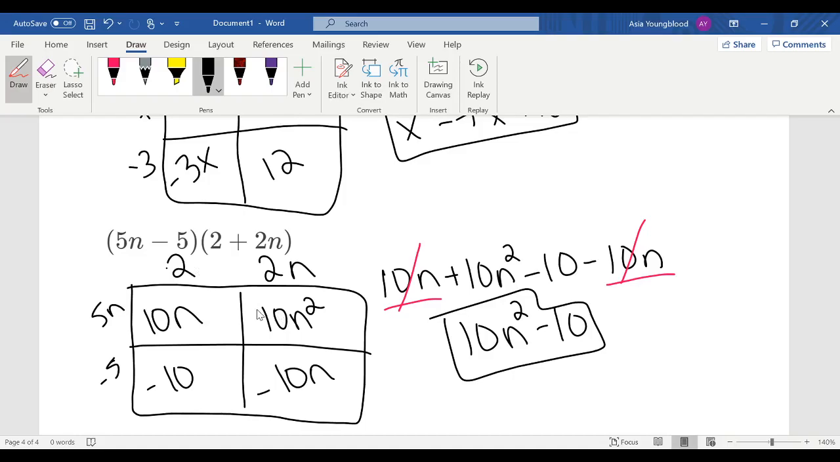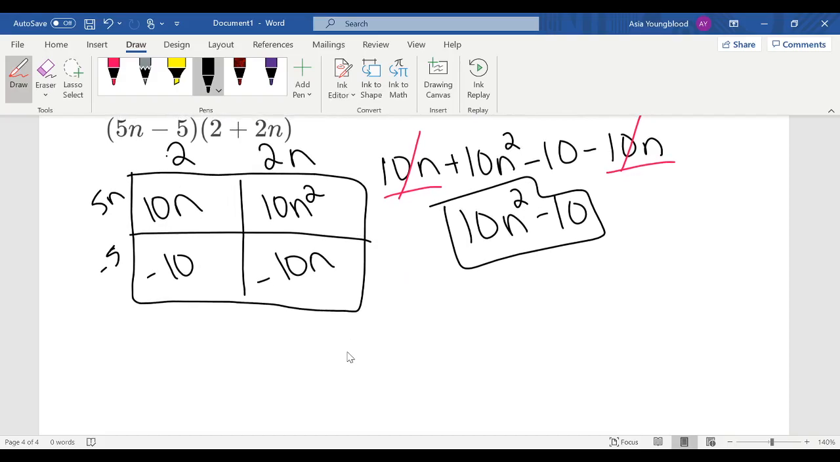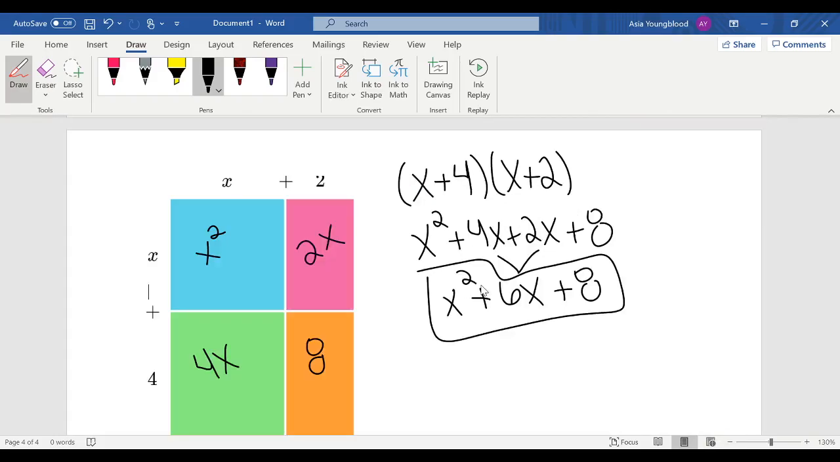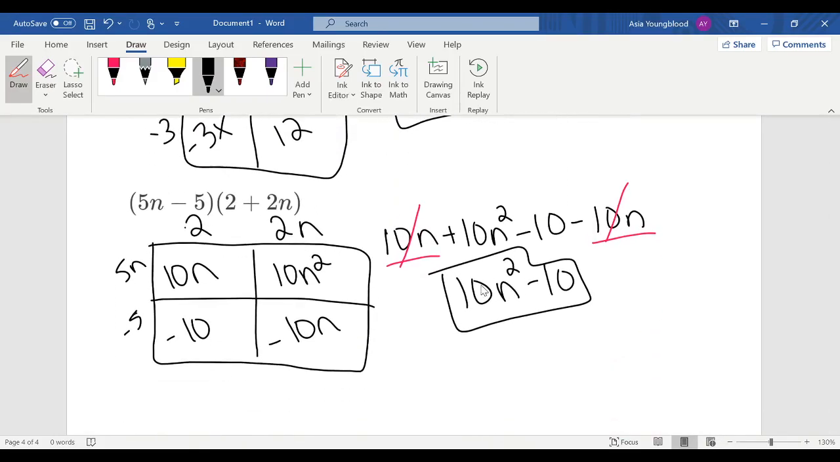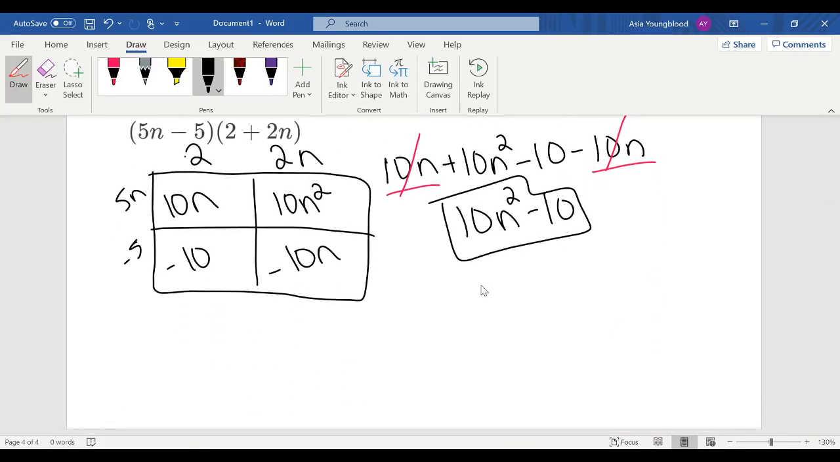I'm going to go through this problem again using another method. So I'm going to keep this here so you guys can see it, but I'm going to show you another method that is common to use when multiplying 2 binomials. So again, this is the problem we're on. The method I'm going to show you is called FOIL.